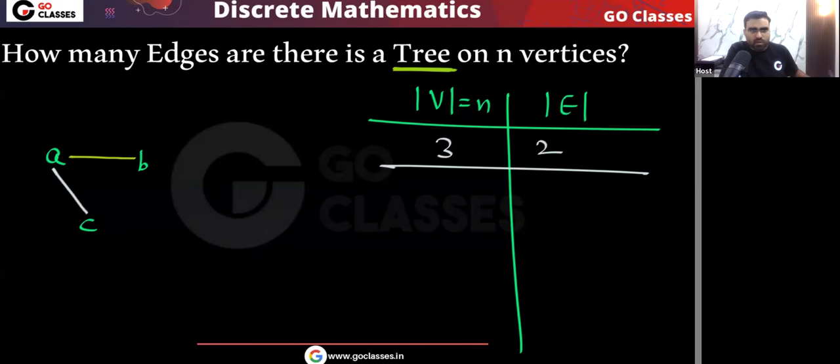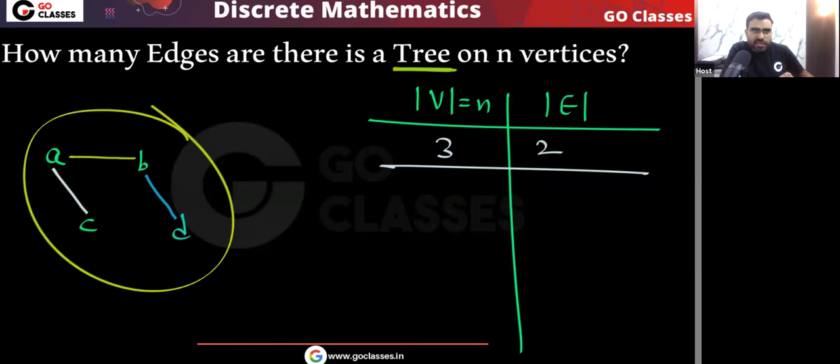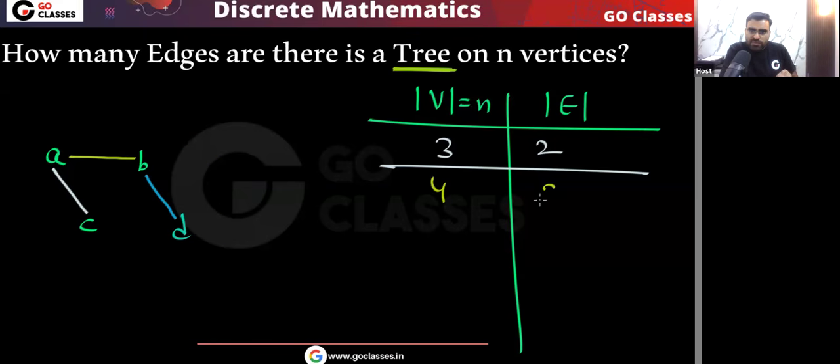Yes or no? Now what about four vertices? For example, if I have four vertices, let me put vertex D here. Now tell me how many edges I can put. Right now, is this a tree? No, because it is not connected. I have to make it connected. Now this is connected, and there are four vertices and three edges. But can I put this edge? I cannot, because now there is a cycle. Can I put this? Now there is a cycle. Can I put this? Now there is a cycle. So I hope you understood this. If you have four vertices, there will be three edges.